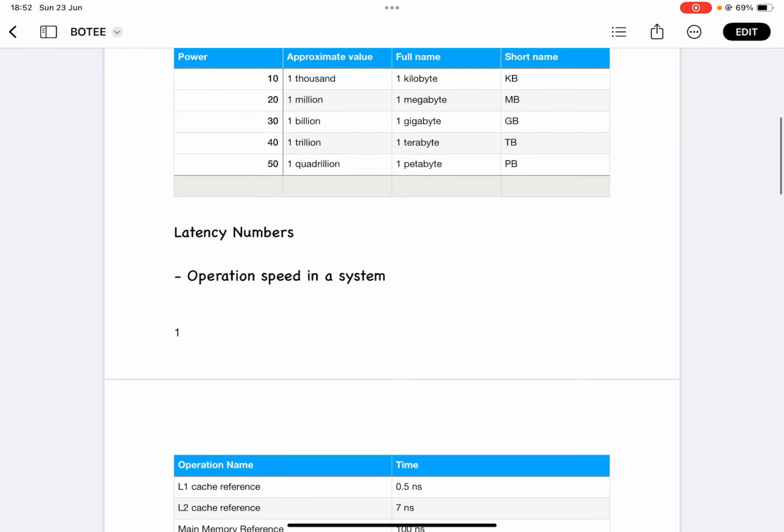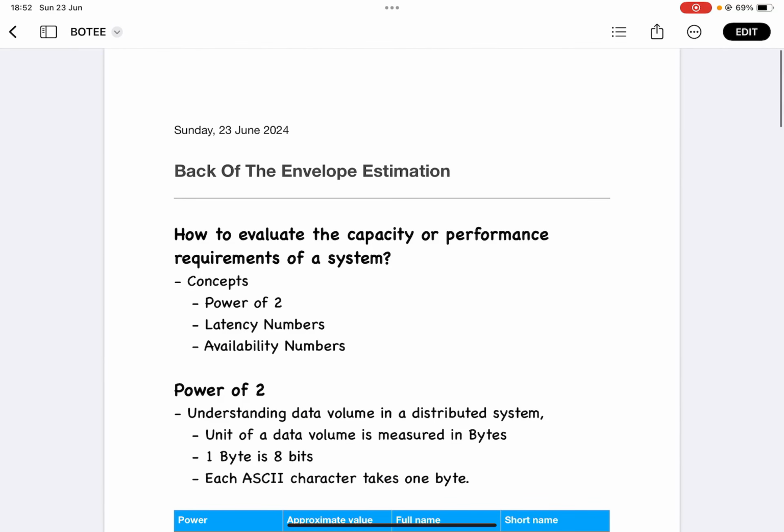So let's just go back to what I was talking about. To evaluate your performance, you have to look at these basic concepts like power of two, latency numbers, and availability numbers. Based on that, you can set up a system or have an assumption about your system: what changes you have to make, and the number of scaling replicas that you have to set up for taking the load. All these things can be understood by making some approximation on the capacity and performance requirements of the system. So with that, I'll be concluding this video.